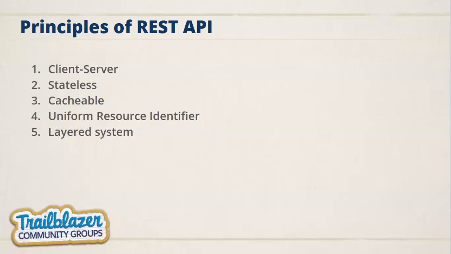Next is uniform resource identifier. Basically it's saying that whatever endpoint we have created, we should not change it. We should fix that endpoint URL. Otherwise, what will happen? The first time the user comes and uses your endpoint, and later on you change the endpoint, they will not be able to track your URL. They will not be able to find you. So your URI, your URL should not change. Next is a layered system.